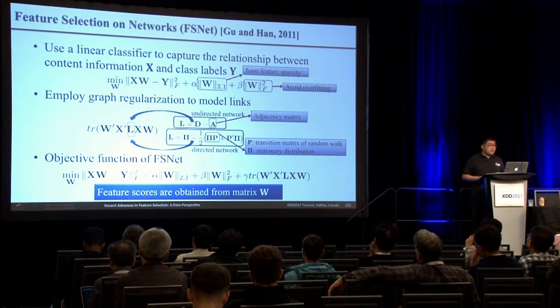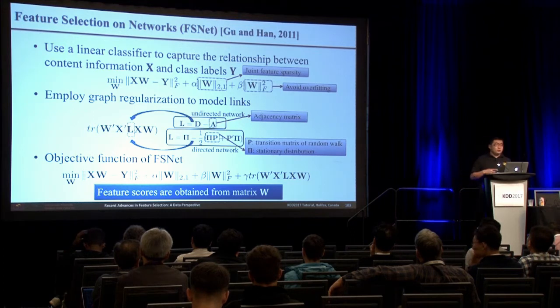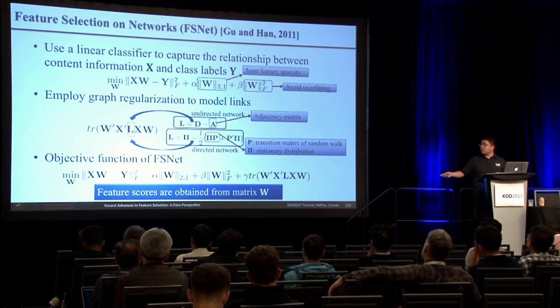One of the first attempts tries to use a linear classifier to capture the relations between the content information and the class label y. They assume that the classifier is w, which is a linear classifier, and they impose the two-one norm regularization term on w to achieve feature sparsity. Also, to model the correlations between the link information and the content information, they make use of the graph Laplacian. And here is the final objective function of the proposed method.